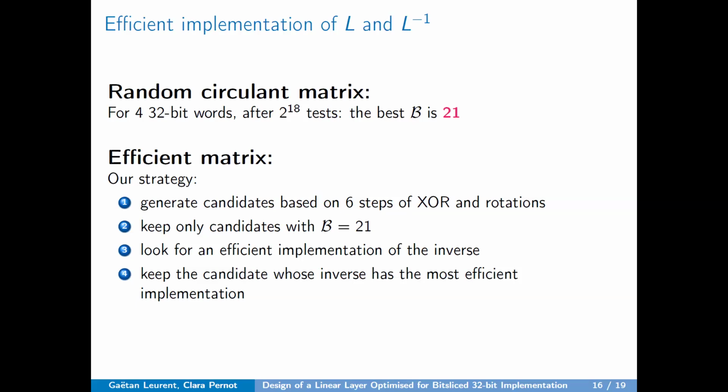So first of all, we generate some linear layers that are based on 6 steps of XOR rotations, and then we compute their branch number. If the branch number is not 21, we just delete this candidate. And if the branch number is 21, we then look for an efficient implementation of the inverse by applying a heuristic algorithm. And at the end, we keep the linear layers that have the best implementation for the inverse.